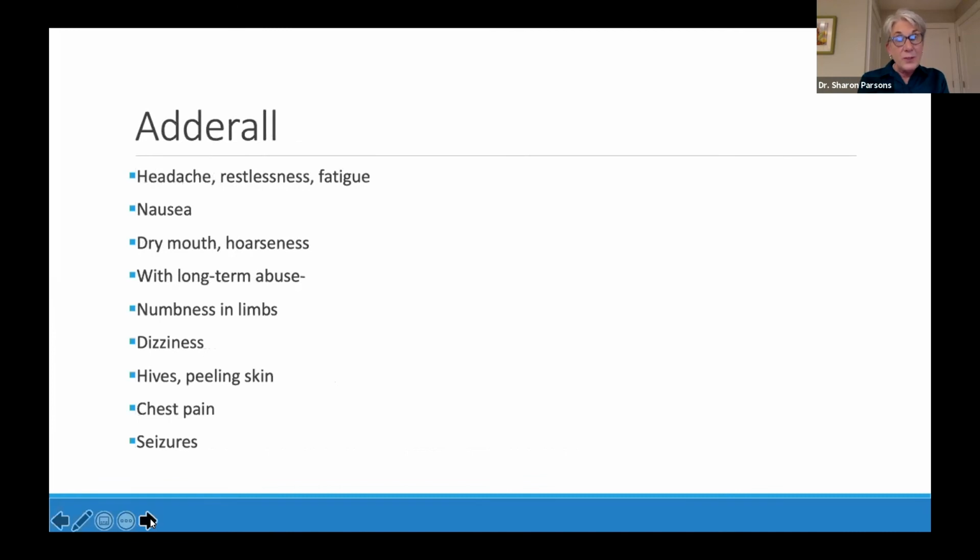Adderall, which is big with college and high school students. Headache, restlessness, fatigue, nausea, dry mouth, hoarseness. With long-term abuse, you can get numbness in your limbs, dizziness, hives, peeling skin, chest pain, and even seizures.